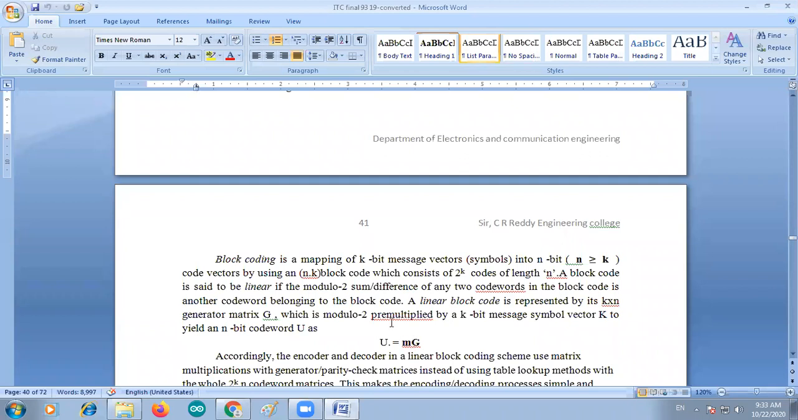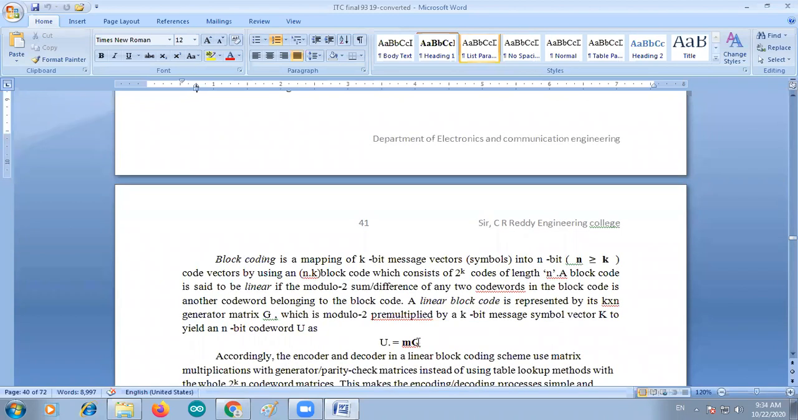The vector means, suppose k is equal to 2, there are 2 to the power of 2, that is 4 vectors. So a vector means a signal. The 4 signals are 00, 01, 10, 11. Okay. Now M is the message vectors, and G is the generator matrix.